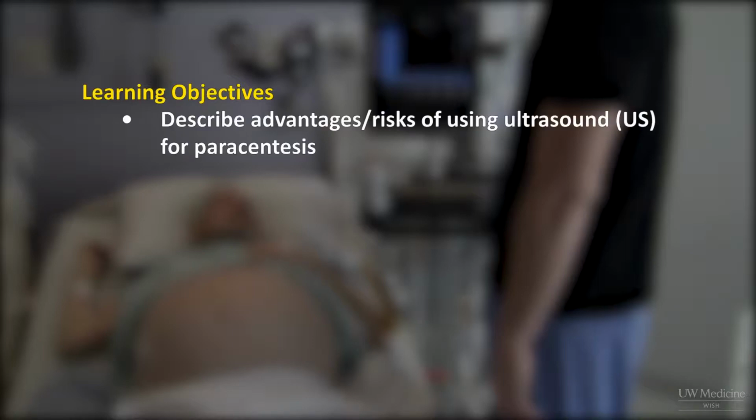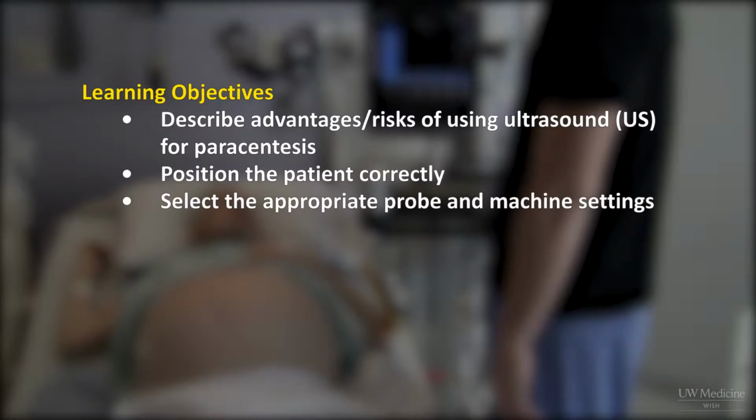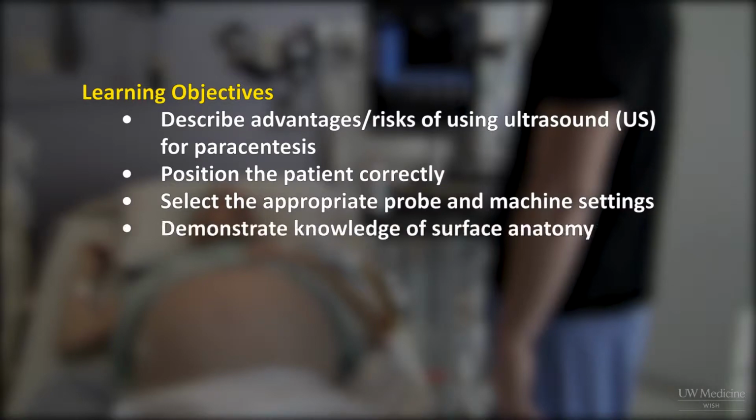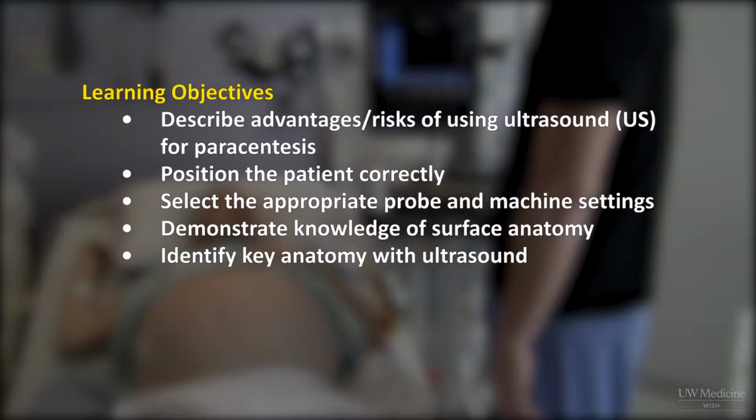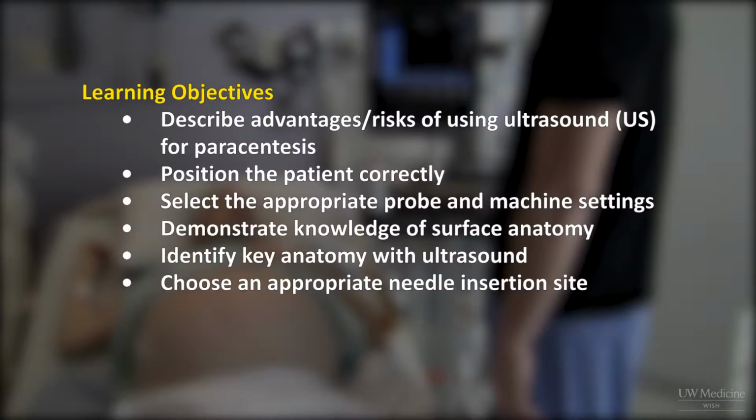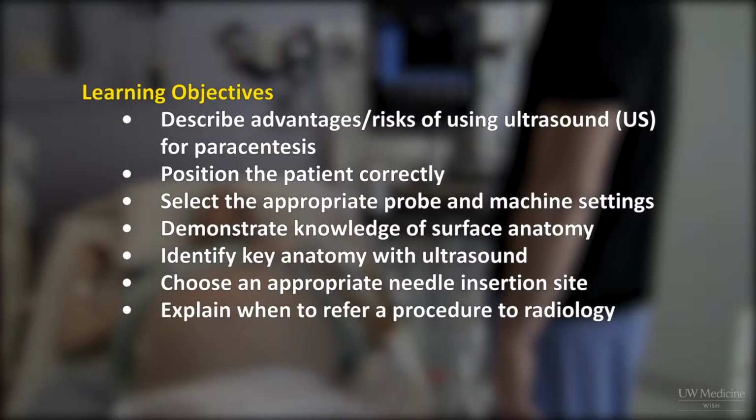At the end of this module, the learner should be able to describe the advantages and risks of using ultrasound for paracentesis, position the patient for optimal fluid visualization, choose the appropriate probe and machine settings, and enter patient information prior to examination. Demonstrate knowledge of surface anatomy. Identify surface vasculature and intra-abdominal organs and fluid. Choose an appropriate needle insertion site. And identify situations in which bedside paracentesis is not appropriate and the procedure should be referred to radiology.